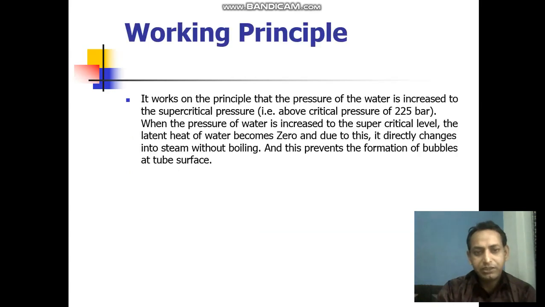The principle of this Benson boiler is that here the water is placed just above the critical pressure. When the pressure of the water is increased to the supercritical level, the latent heat of water becomes zero, and so it directly changes into steam without boiling, and this prevents the formation of bubbles at the tubes.